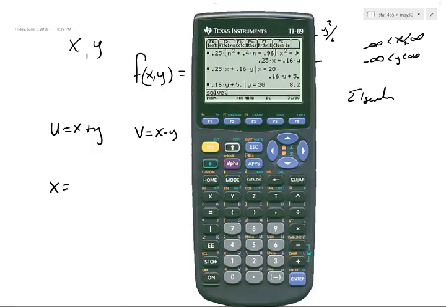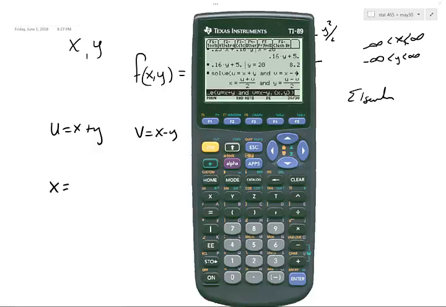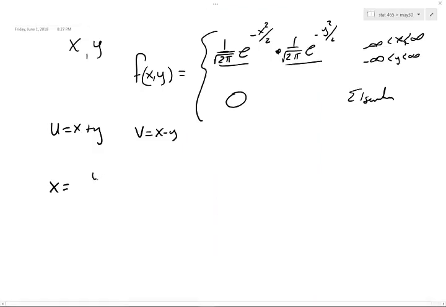Solve. I'm going to say u equals x plus y, and v equals x minus y. And there you will get x is equal to (u plus v) over 2, and y is equal to (u minus v) over 2.